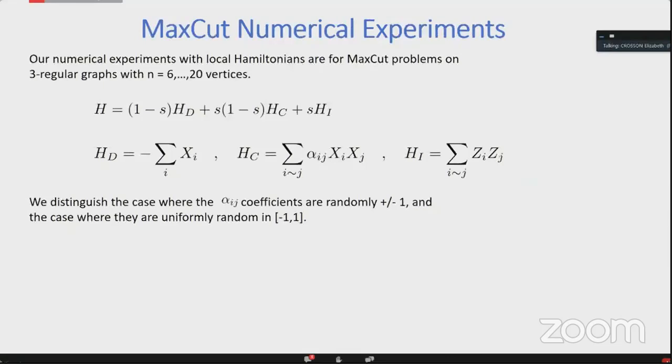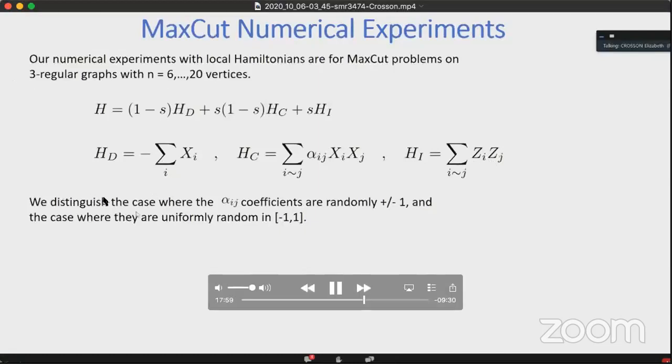Okay, here's some more numerics on these results. So we considered max cut problems on 3 regular graphs. There's a lot of different studies you could do on this, but we settled on these, and we considered several different cases. So we considered these alpha ij coefficients on the non-stochastic path change could either be randomly plus or minus 1, or uniformly random in the interval -1 to 1, and then the Hamiltonian is fixed as max cut, taken from some graph.